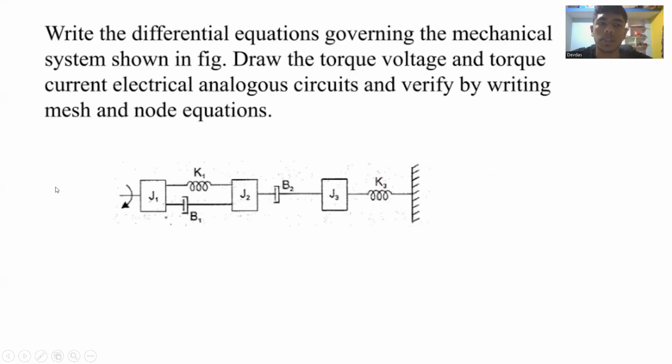Write the differential equations governing the mechanical system shown in the figure. Draw the torque-voltage and torque-current electrical analogous circuits and verify the mesh and node equations. So basically, we need to do the TV and TI electrical analogy. You can see that we have J1 and J2, and one spring constant K. No, we have two spring constants K. And this is basically the torque, the arrow mark you see here. And these are the dashpots B1, B2. So let us start the question.